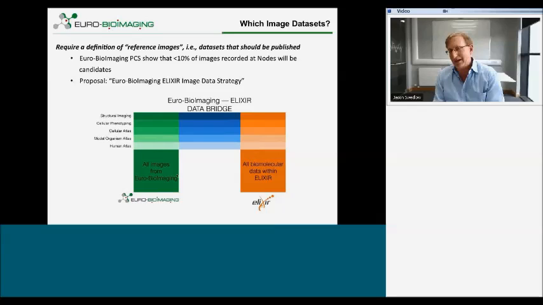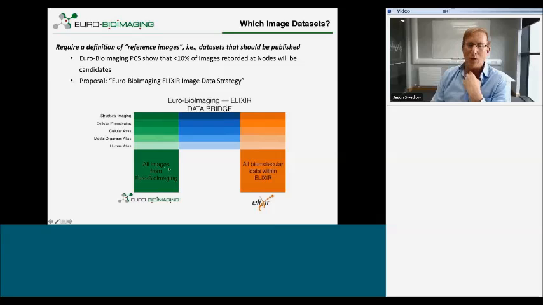And okay, what about which images to publish? As I said, from the EuroBioImaging proof of concept studies, we know that way less than 10% of the images we're going to record are really publishable. And in fact, ELIXIR and EuroBioImaging a couple of years ago spent some time working through these concepts. I refer you to a document you can find if you search on that phrase in the slide there, EuroBioImaging ELIXIR Image Data Strategy.